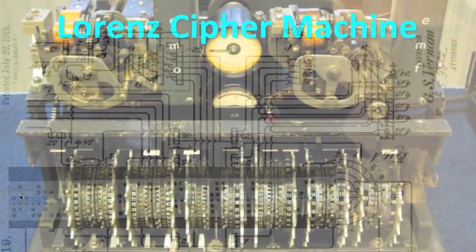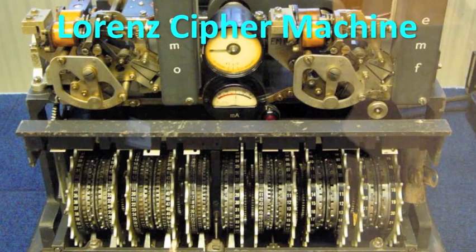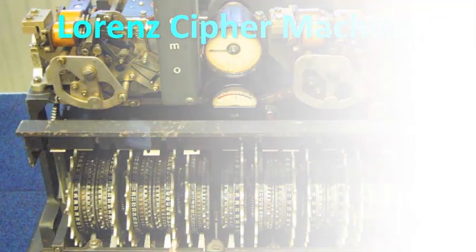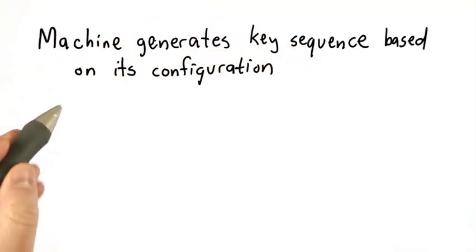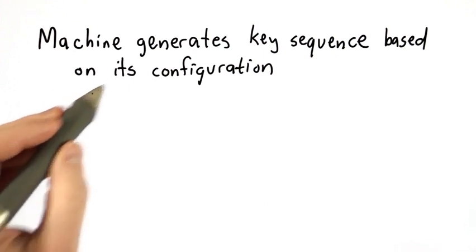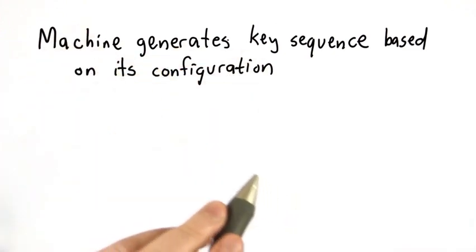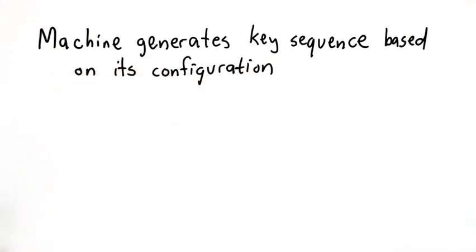So the Lorenz cipher machine was built based around the same idea, where instead of having a paper tape with the key, you had a machine that would attempt to produce a good sequence of key bits. And of course, it's impossible for a machine to produce a perfectly random sequence. The structure of the machine determines properties of the sequence that's produced. So the machine would generate a key sequence based on its configuration. That configuration is the initial settings of all the rotors and other parameters that we'll talk about soon.